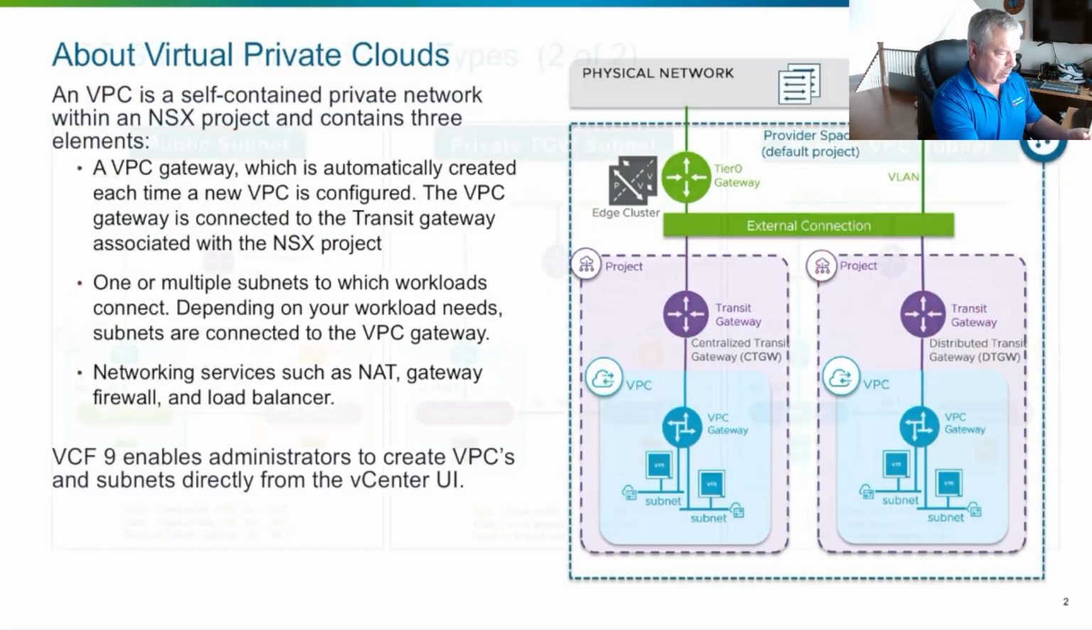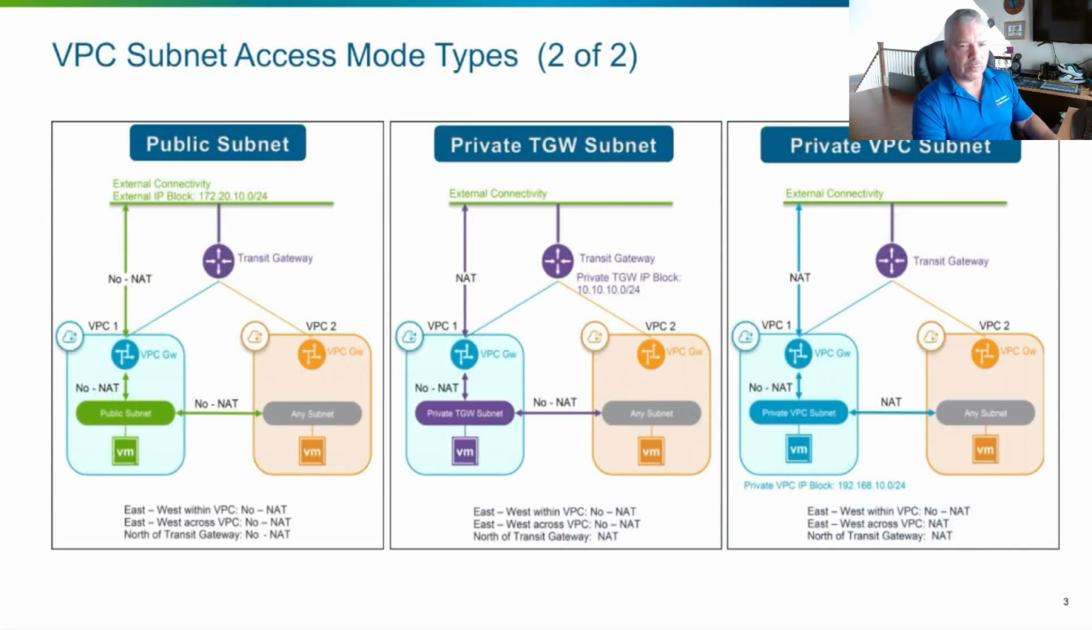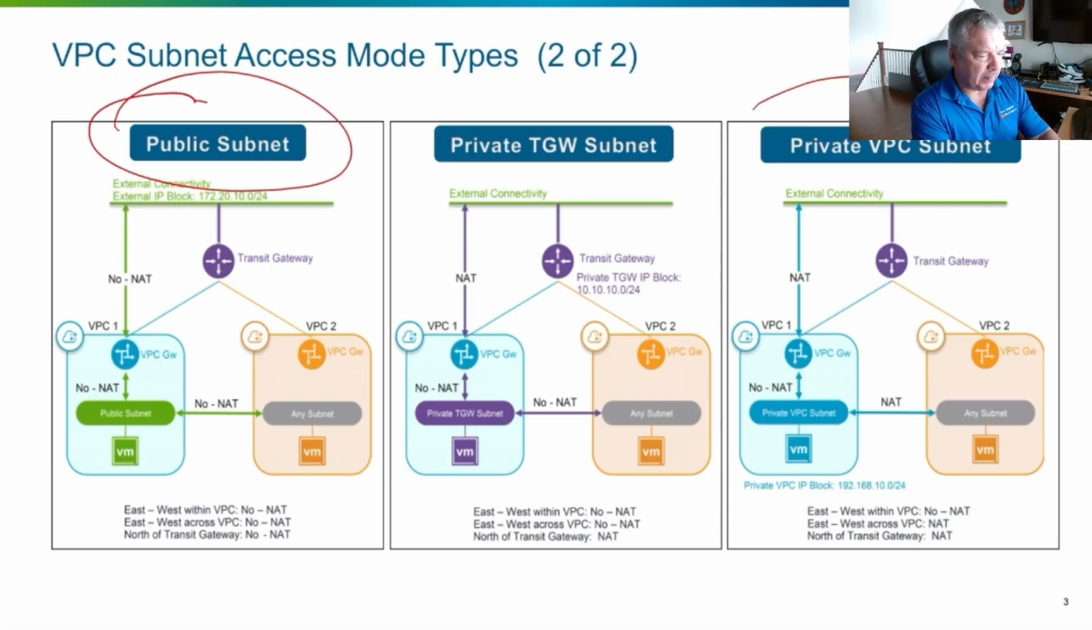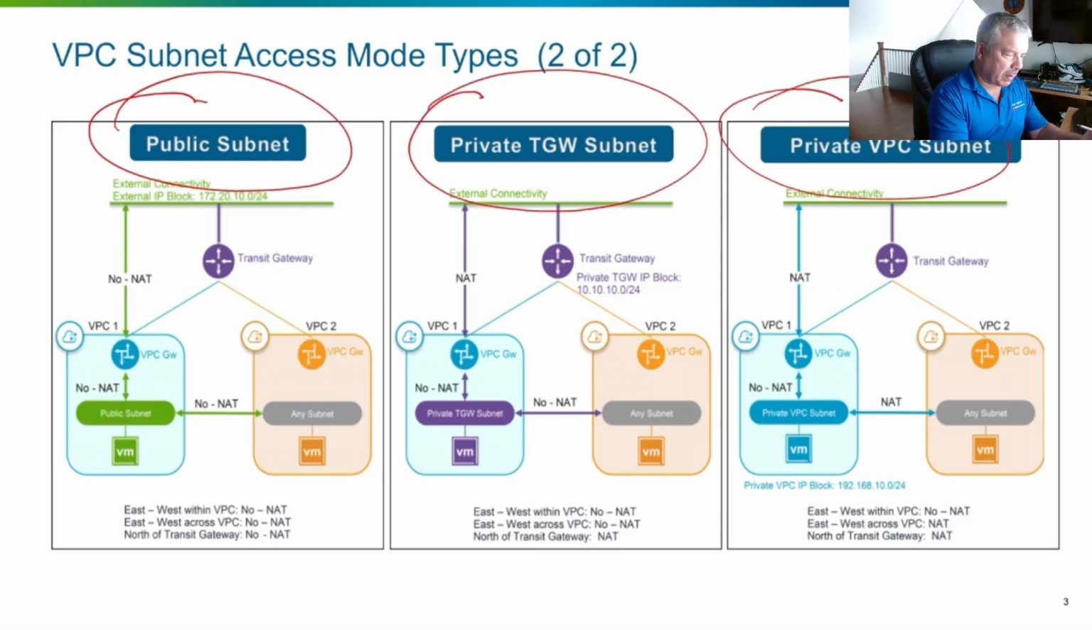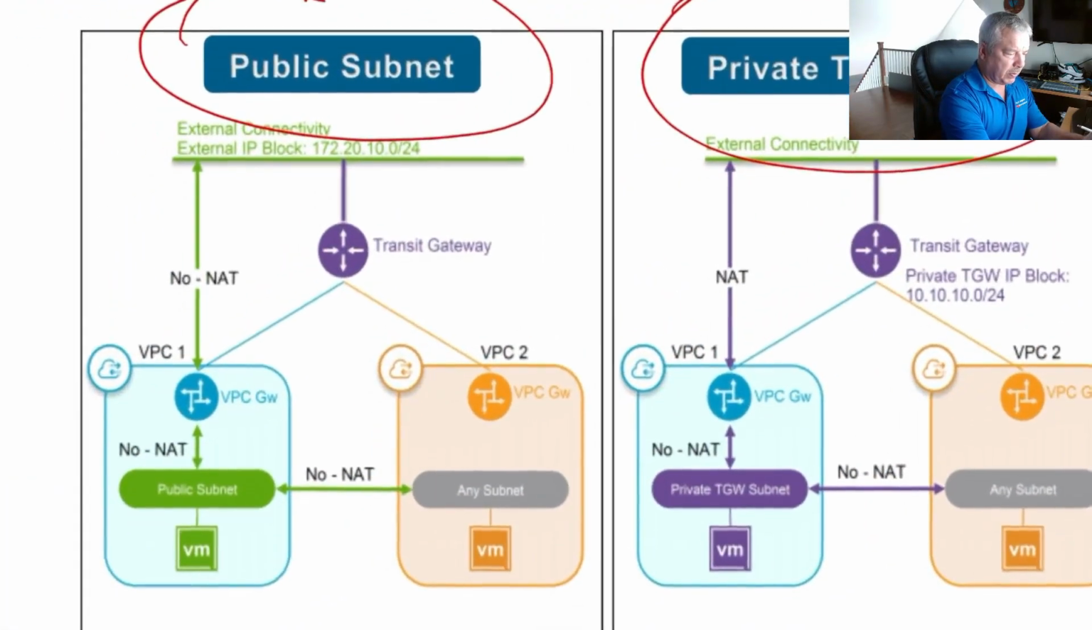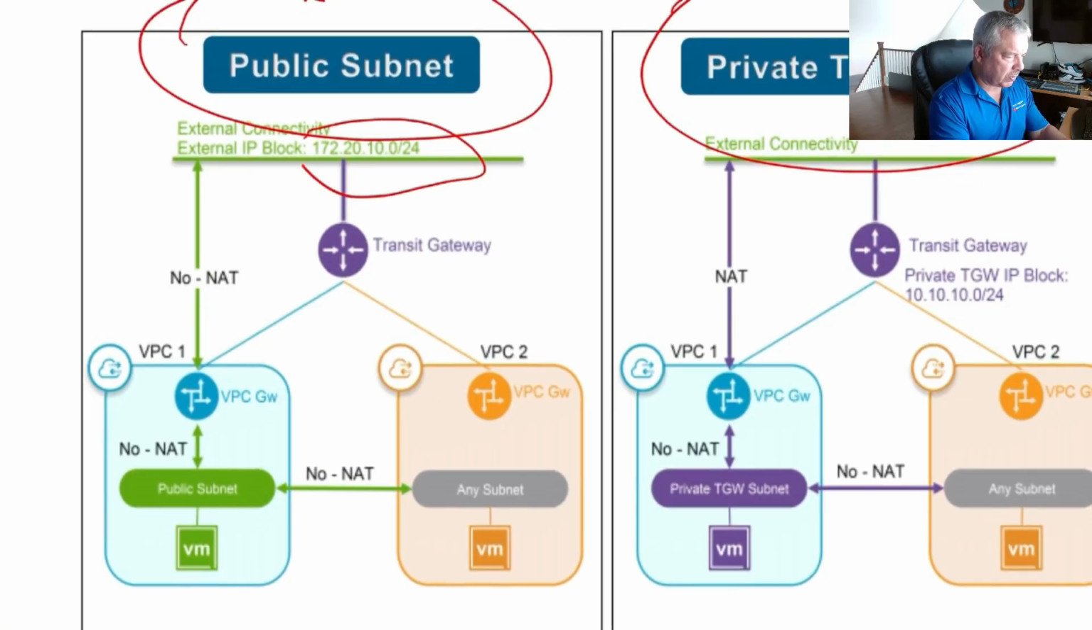And let's talk about the different subnets we have, okay? So you basically can have a public subnet, private VPC, or private transit gateway. What this means is a public subnet. Remember that external block or that external IP range? In this example, it says 172.20.10. When you create a public subnet and you attach VMs to that, it's going to pull an IP address from that pool of IPs. All right, and we'll see that when I do my demo.